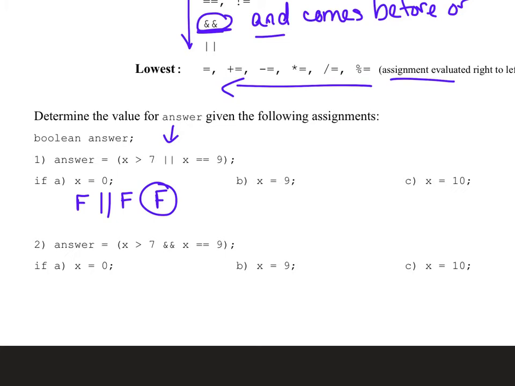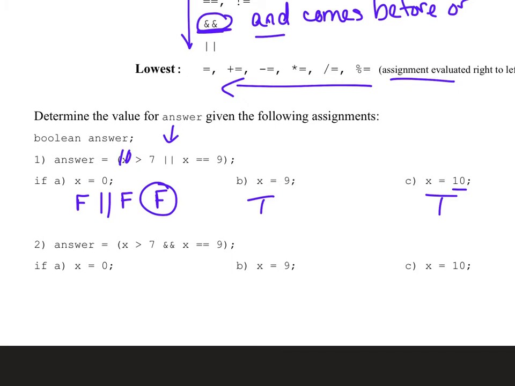So 9. 9 is greater than 7. True. I don't even have to look at the whole thing because the first one is true. In an or statement, the whole thing is true. So 10, I put 10 in here. 10 is greater than 7. True. I don't even have to look at the other one.